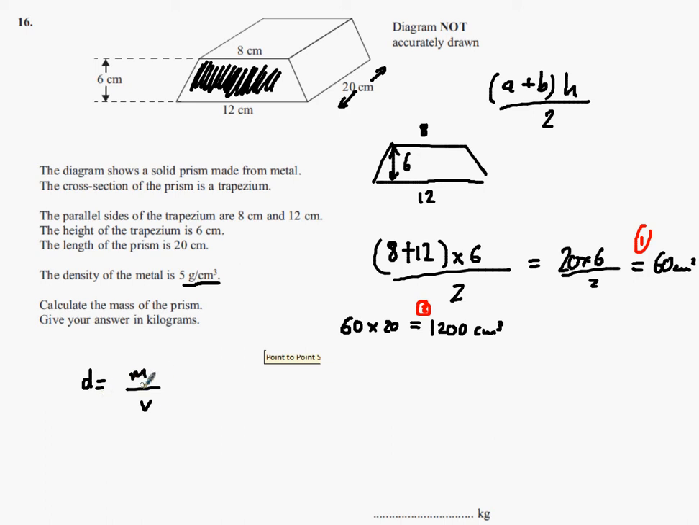Okay, so if density equals mass divided by volume, we know that the density is 5, we know that the mass is what we're looking for, and we know that the volume is 1,200. So to work out the mass, we'd need to do 5 times 1,200, or the density times the volume. Okay, so that would be the third mark, just for timesing by 5, appreciating you need to times by 5, and that gives you 6,000 grams.